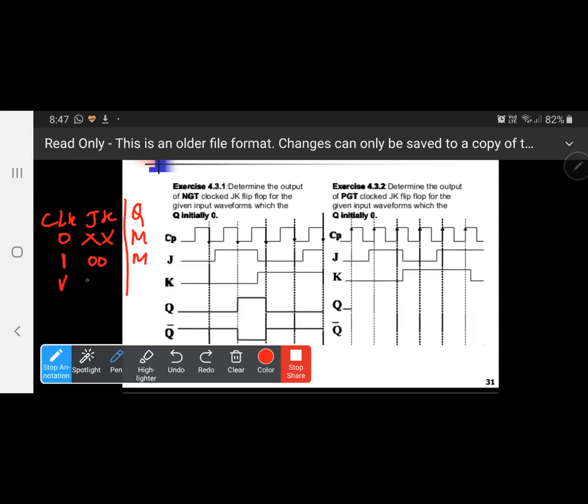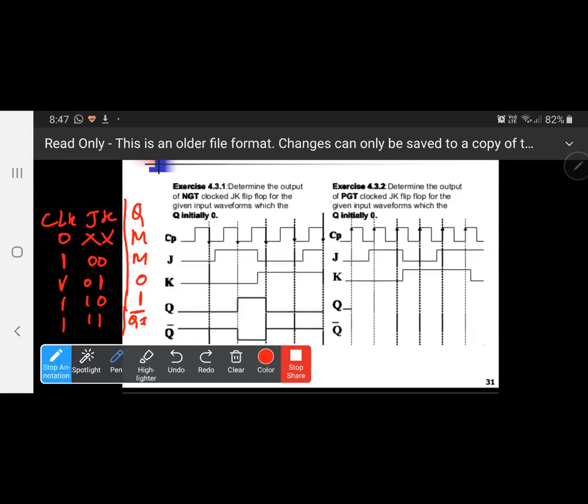If you are giving the clock and K is 1, it means reset, so 0. If J is 1, it means set, so 1. If both are 1, it will give the complement of the previous. So if previous is 1, it will give 0. Clear? Okay, let's start.